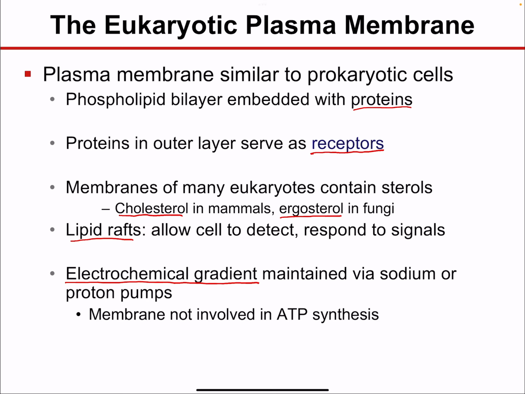The last thing I want to mention is that the plasma membrane of plant cells and animal cells is not involved in ATP synthesis, as opposed to what we saw in bacterial cells. In eukaryotic cells, mitochondria are responsible for ATP production, and chloroplasts in plants are responsible for ATP production.